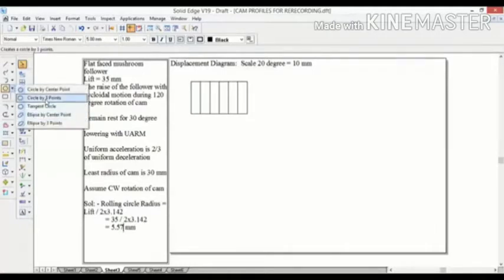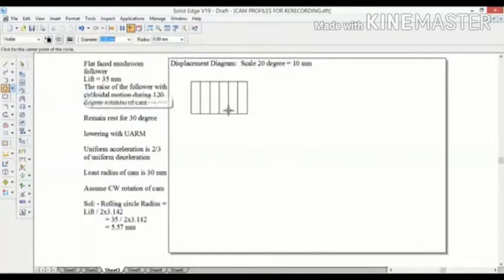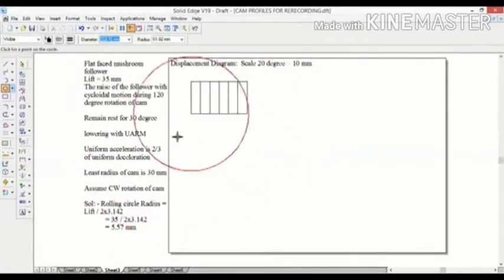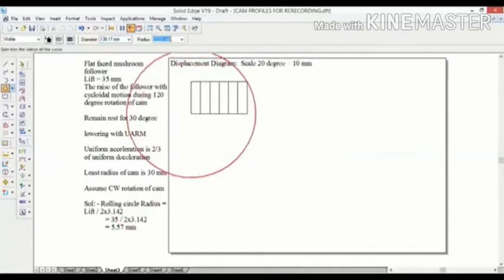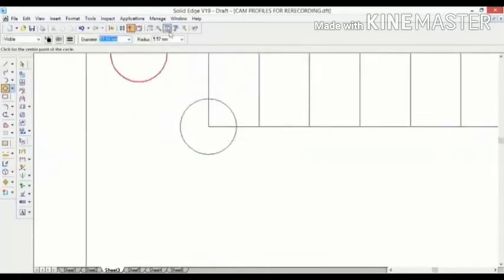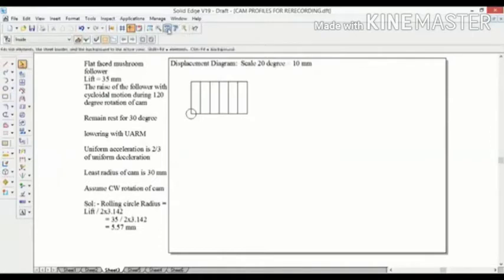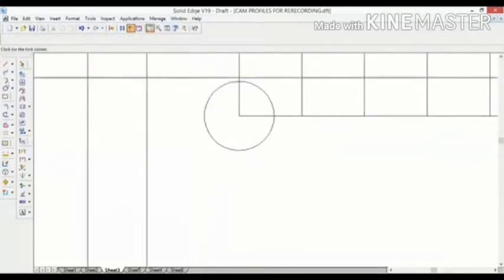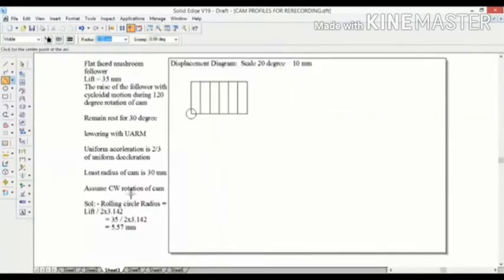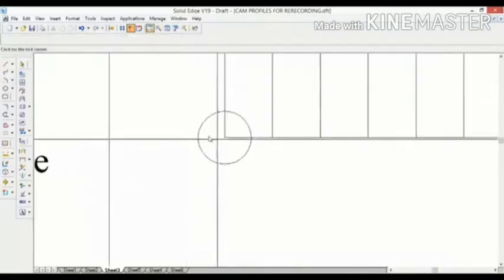Let us take a compass. Keep the compass leg at this corner and take a radius equal to 5.57. So construct a circle of radius 5.57 using the compass. Since we divided the outstroke into 6 equal parts, we need to divide this circle also into 6 equal parts. Let us take the arc by center point method. The radius is 5.57. We need to maintain it as it is.